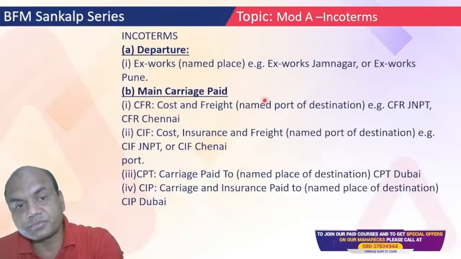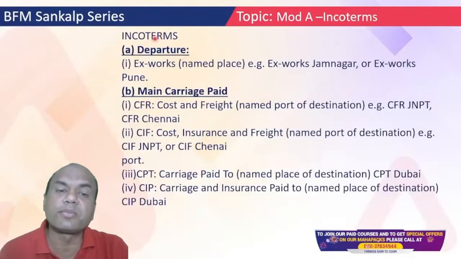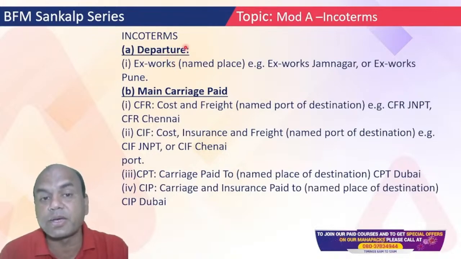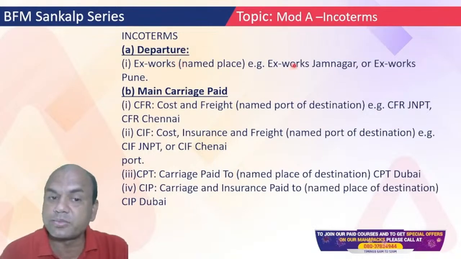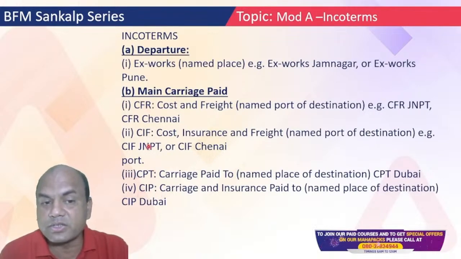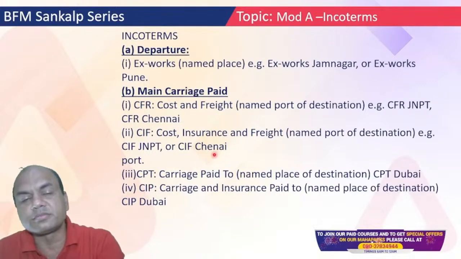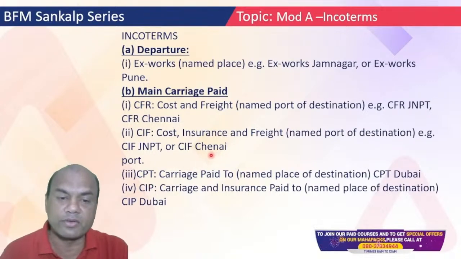Got it? Okay. Now these are the Incoterms. I have written the theory part over here, so you can definitely read this. Departure, Ex Works, already explained. Main carriage paid: CFR, CIF, CPT, CIP. All these are main carriage paid Incoterms. Now these two, CFR and CIF, are related to ship. CPT and CIP are related to road, air and everything.